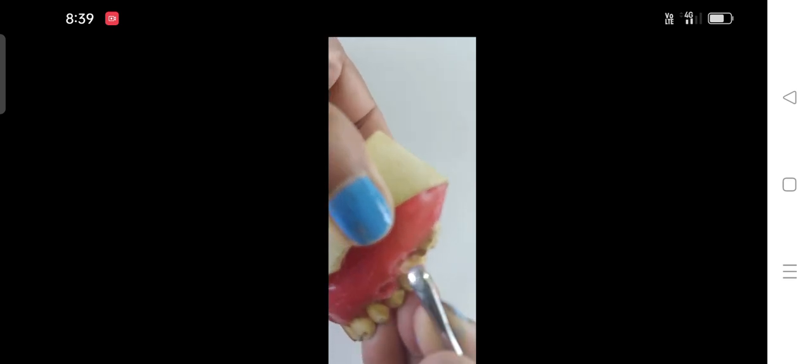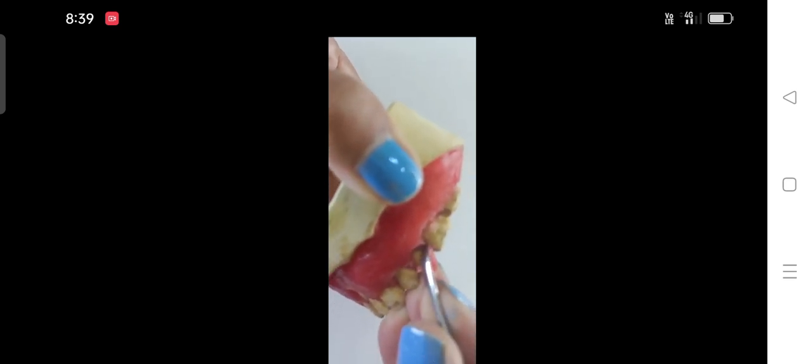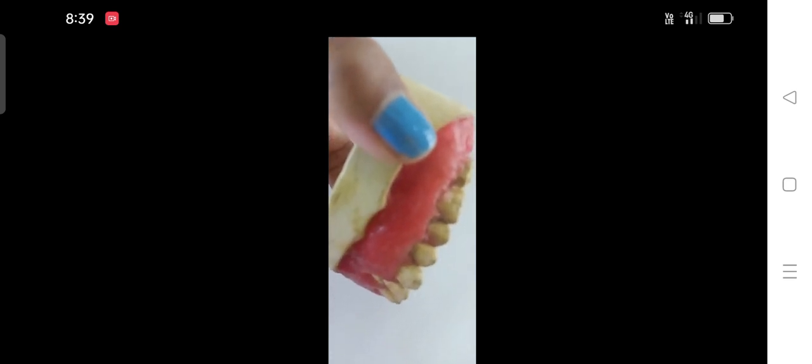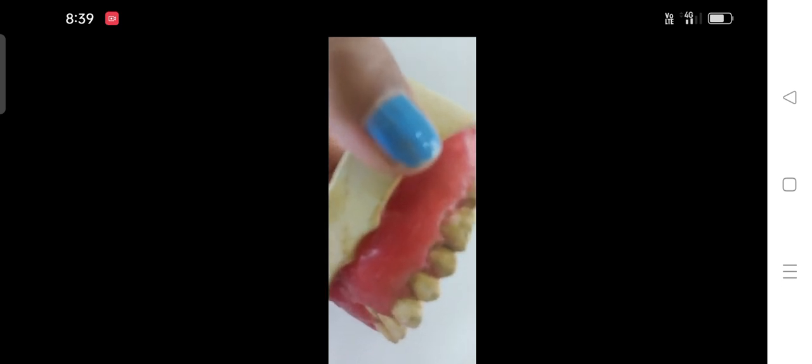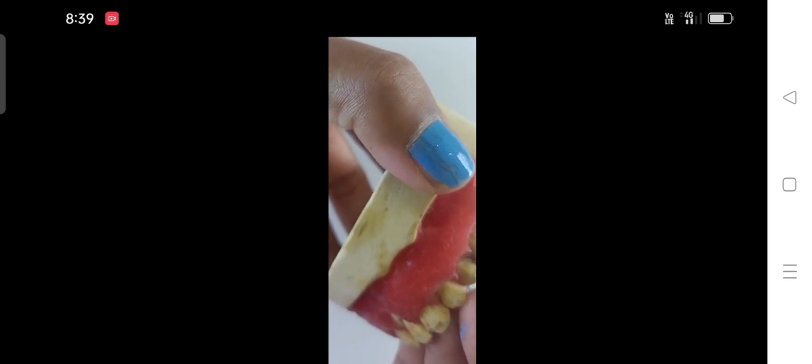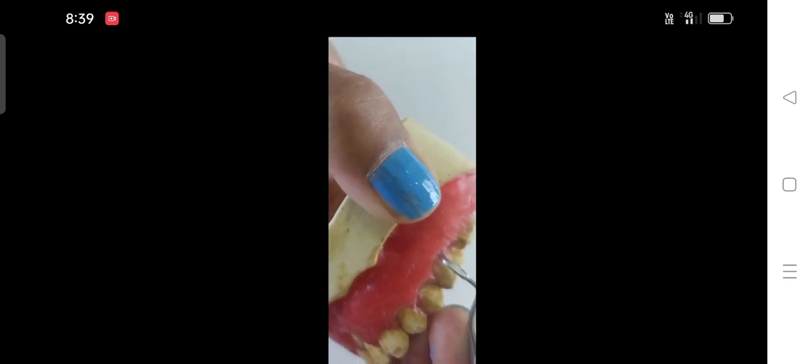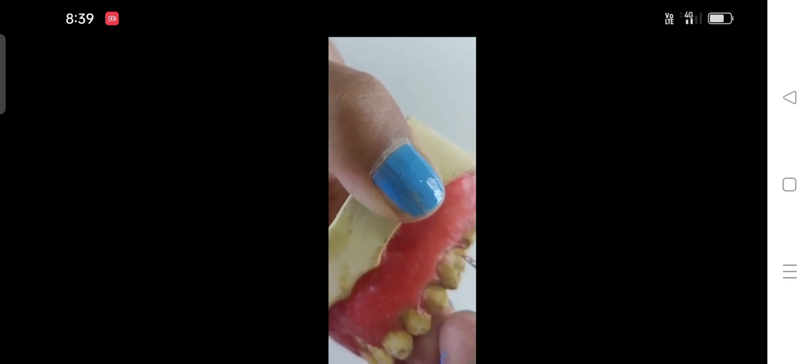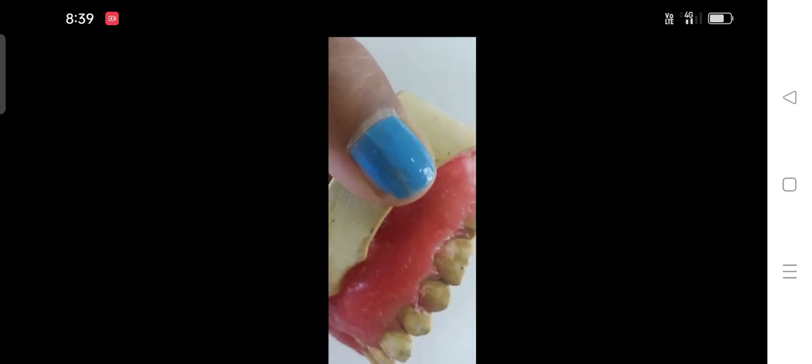Later on, the tissue tags and granulation tissues will be removed with a curette. The root surface will be thoroughly checked. Scaling and root planing will be done. All the granulation tissue tags will be removed.